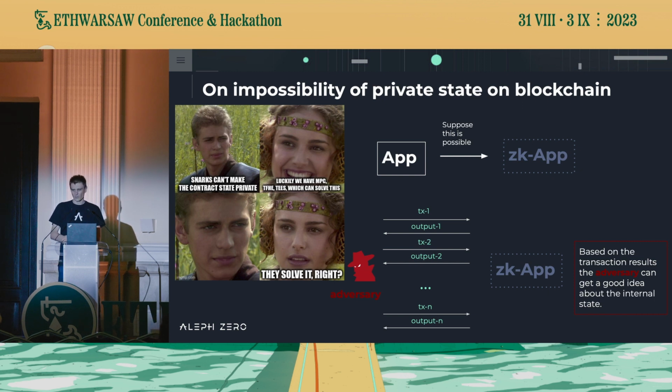So here is the thing. Suppose this transformation was possible, that we can start from an app and just make it ZK. Then there is a simple strategy for the adversary to infer what the state is. The adversary will just throw a bunch of transactions at the contract and look at the results, right? Basically, using this strategy, you can read a big chunk of the state by just seeing what the results of the transactions are. So this is still very generic.